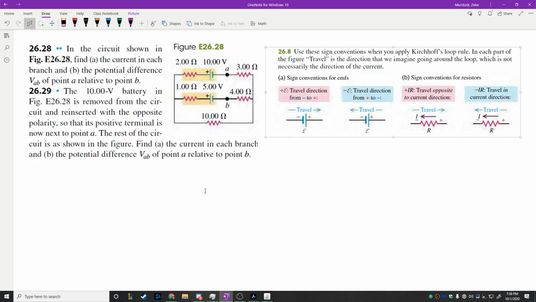How do you know where you need to label the I's? You mean whether you label it left or right? There's 3 different segments. There's going to be 3 different currents. Does that answer your question? What you label them is up to you. What direction you choose is up to you.